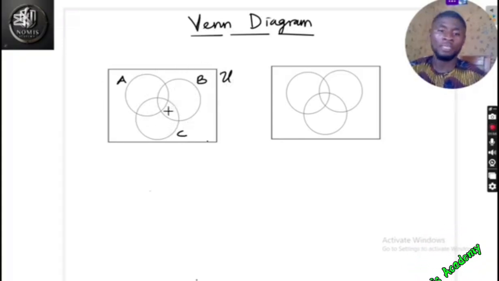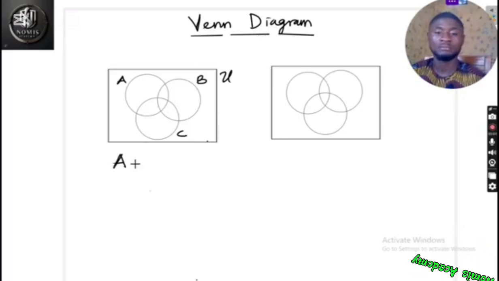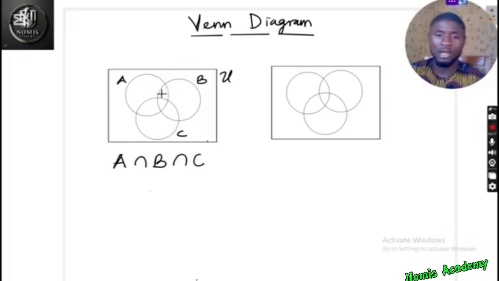that we could have. Now, let us interpret A intersect B intersect C. So where do we have to shade? This is A, this is B, this is C, and we look for where they have commonality. A intersect B is here. You can see that at this point C is not included, so this is just A intersect B. So this cannot be A intersect B intersect C.